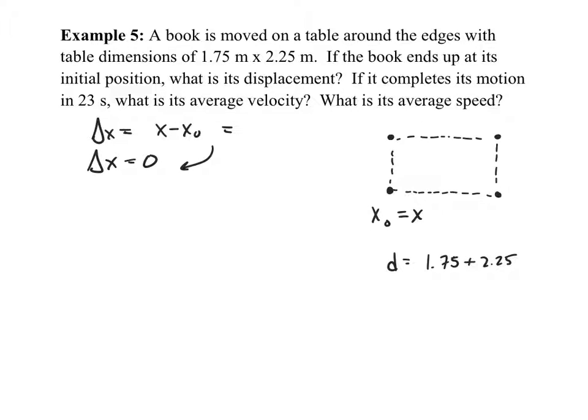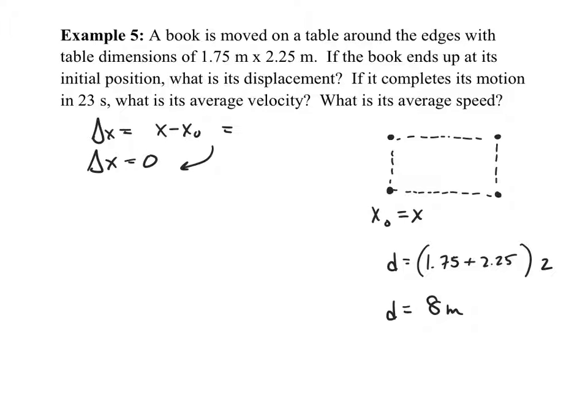And I'm going to do this twice, right? So I'm going to put times 2. Can everybody bear with me there? 1.75, 2.25, 1.75, 2.25. So I'm doing the width and the length twice, so I'm putting a 2 on the outside. So my total distance traveled in this problem is 8 meters.